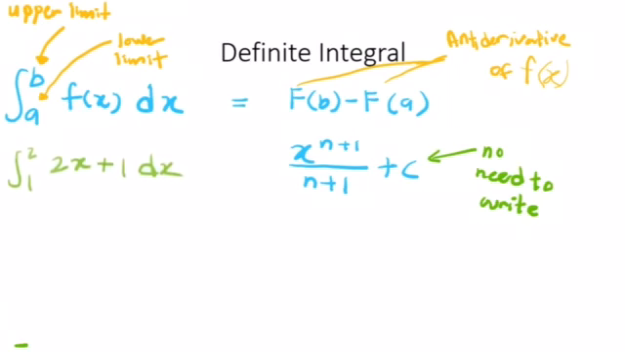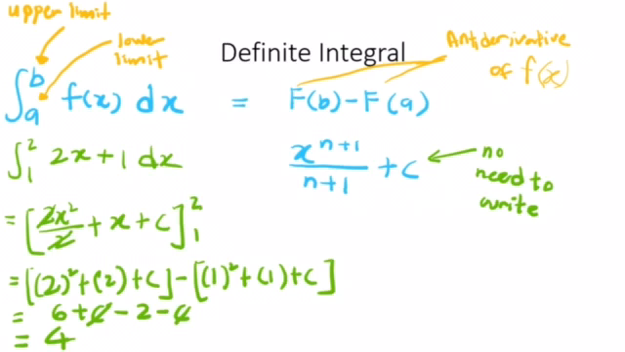So let's see an example. For this question, the function is 2x plus 1. If you want to integrate 2x plus 1, it becomes x to the power of 1 plus 1 over 2, plus x, plus c. And when we sub in the upper limit and the lower limit, we can find the value, which is 4.